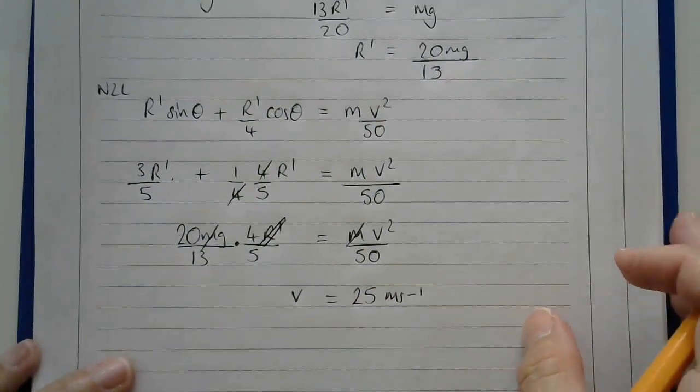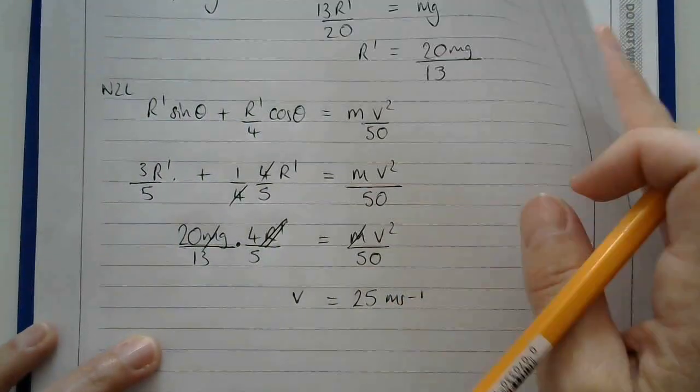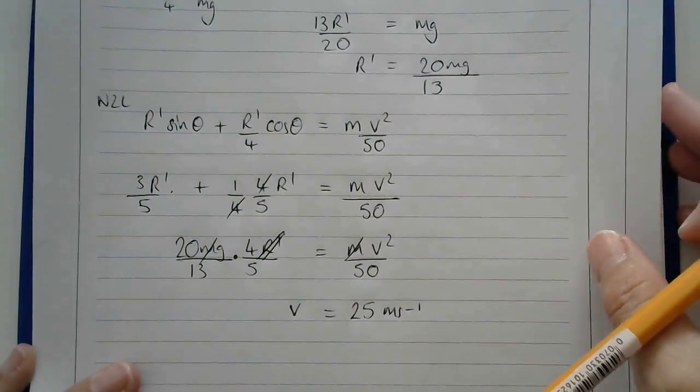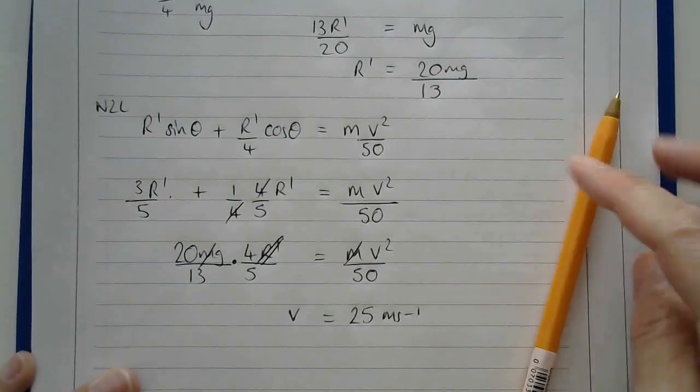Okay, so that part of the question is worth 8 marks. So you've got 5 marks and 8 marks, so 30 marks altogether for that question.